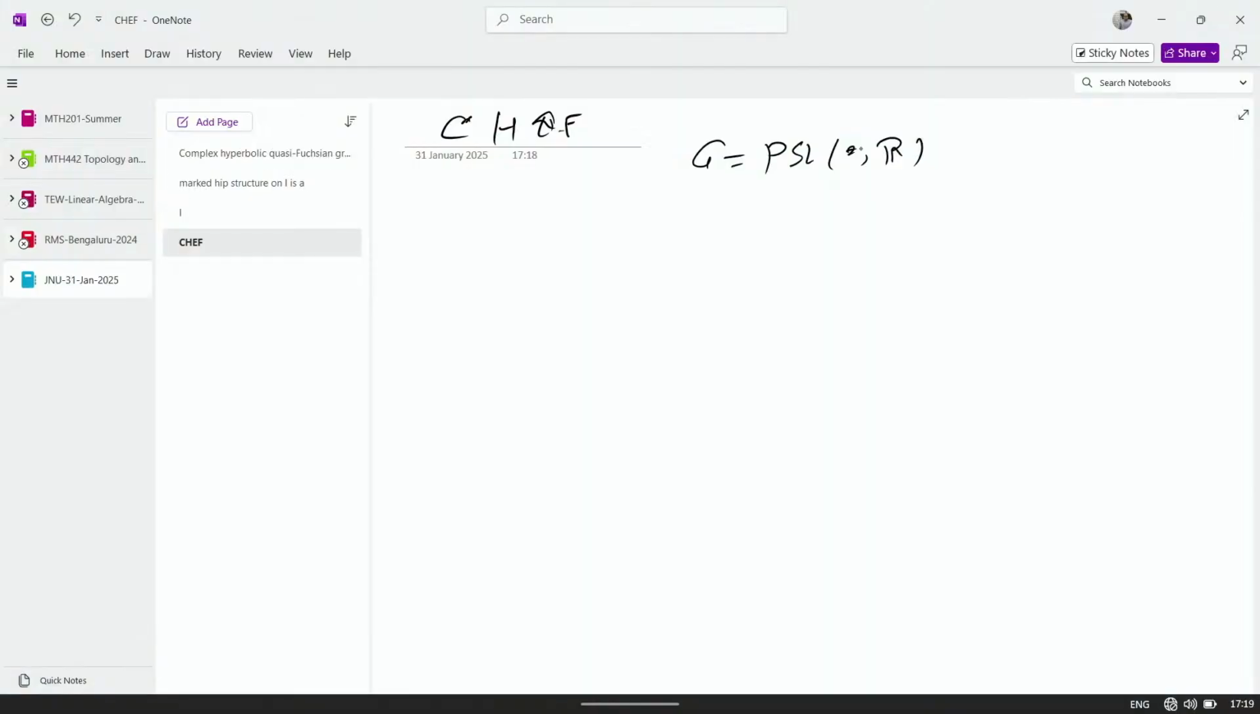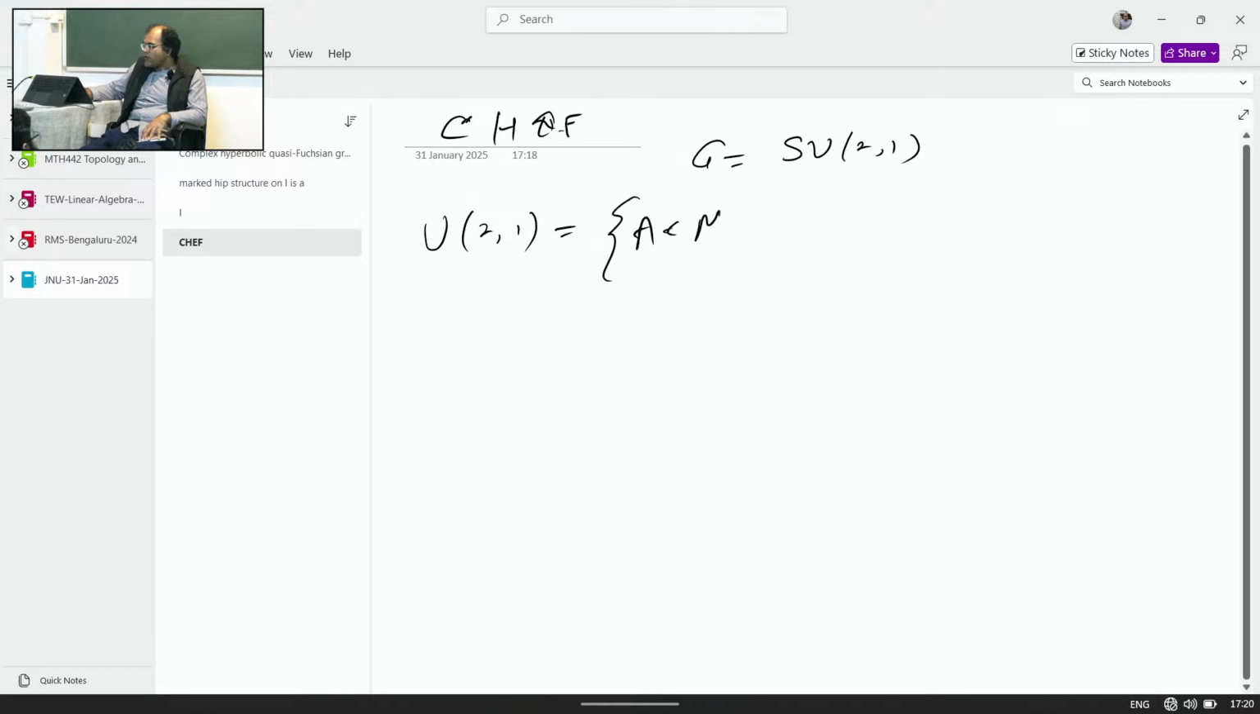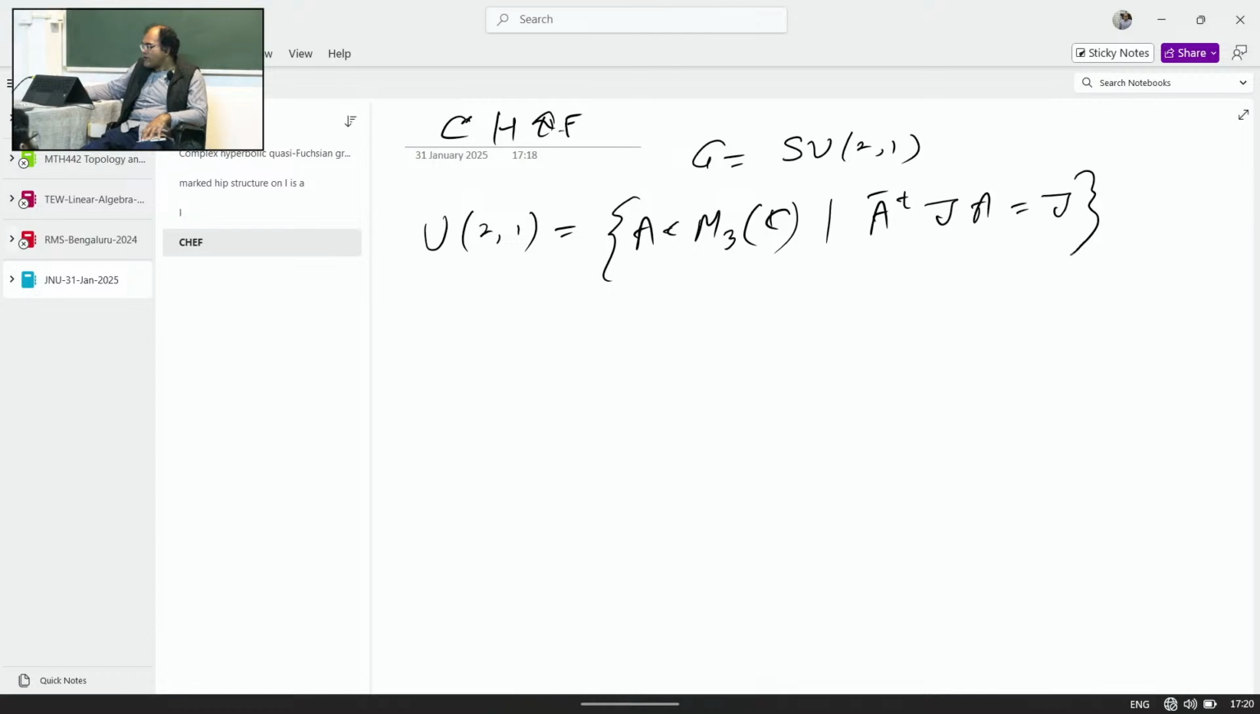So I will briefly tell you what this object called complex hyperbolic quasi-Fuchsian spaces is. Any questions so far? Okay. So we talked about Fuchsian representations, when you have G equal to PSL2R and you take the discrete faithful type preserving representation into PSL2R. Now you replace G by SU2,1. At the moment I will not tell you what this group is, except that U2,1 is the group of 3 by 3 matrices such that they satisfy this condition, where J is -1 0 0 0 1 0 0 0 1.